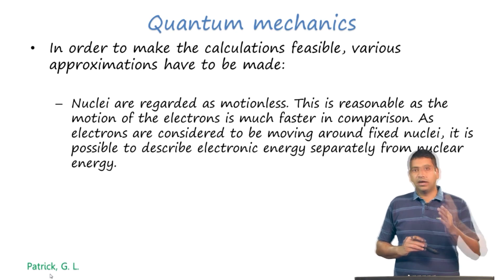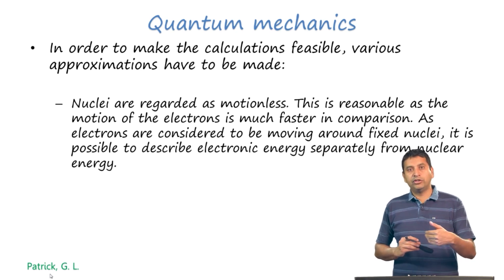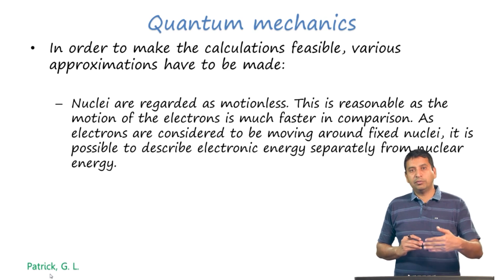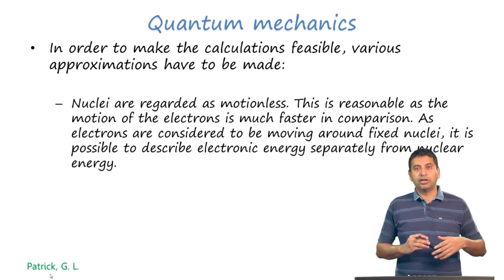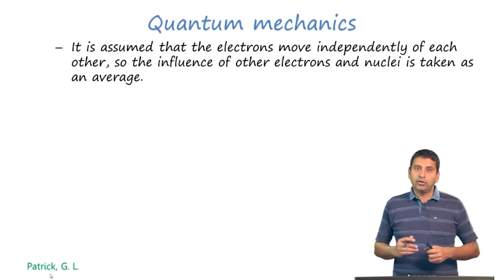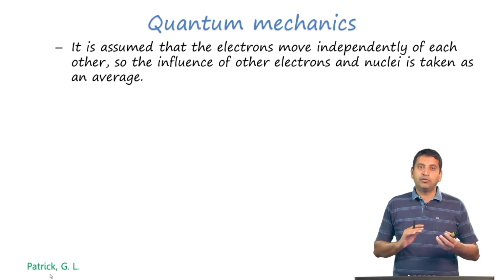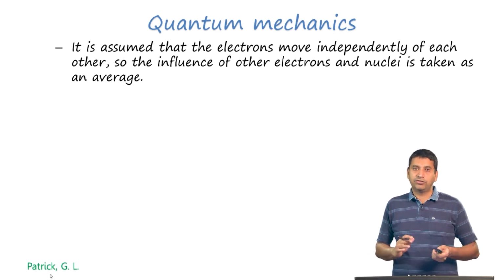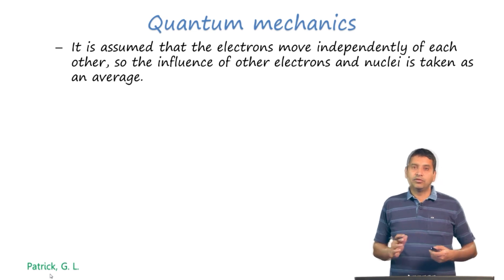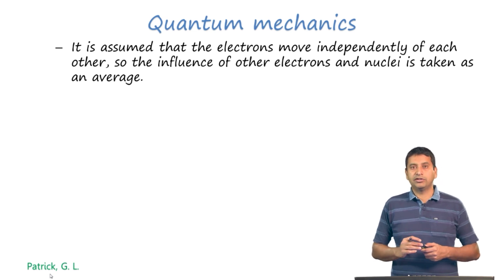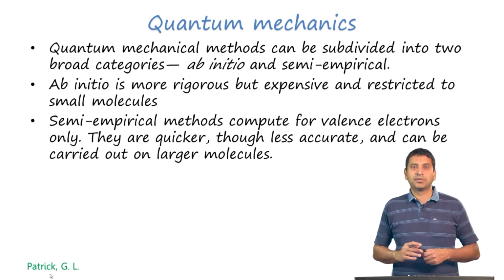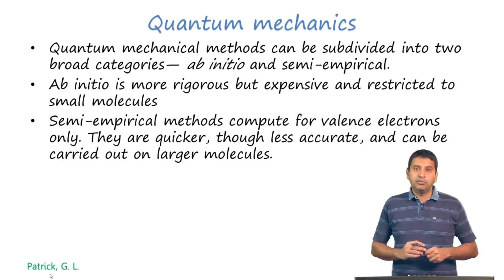So, as electrons are considered to be moving around fixed nuclei, it is possible to describe electronic energy separately from nuclear energy. It is also assumed that the electrons move independently of each other. So, the influence of other electrons and nuclei is taken as an average. Okay. So, these are the couple of assumptions that are made in quantum mechanics calculations, so that we can reduce the computational effort. So, quantum mechanical methods can be subdivided into two broad categories.